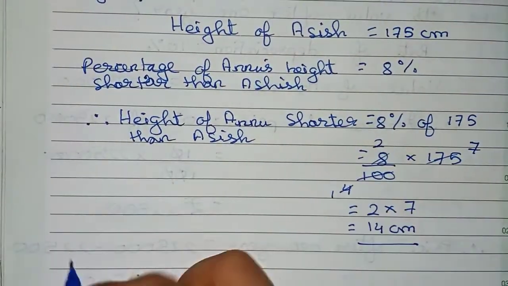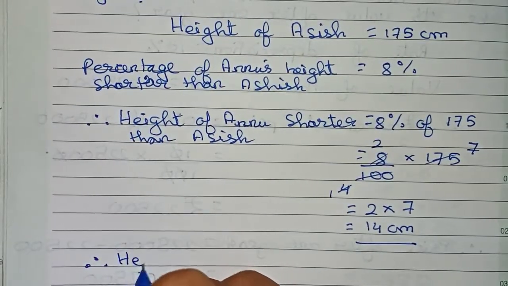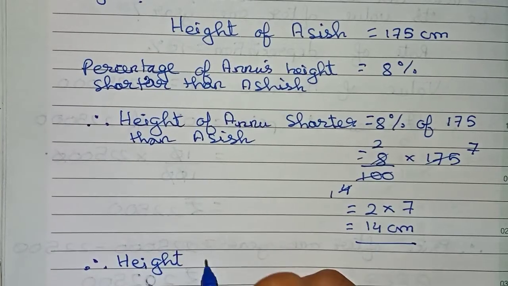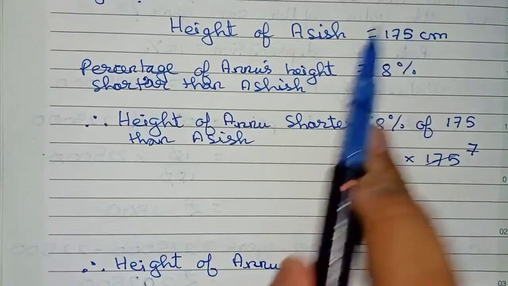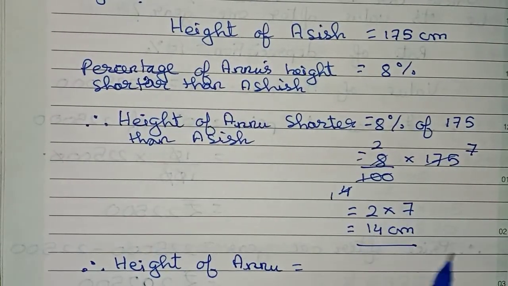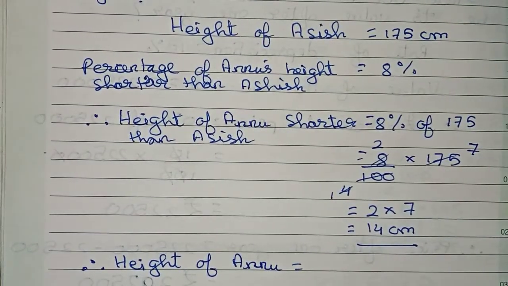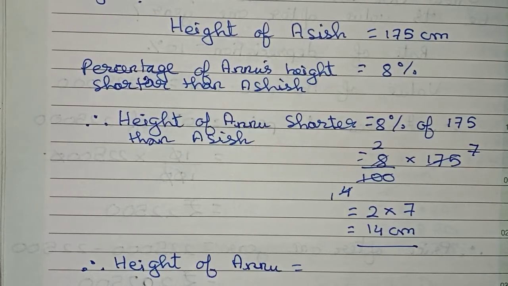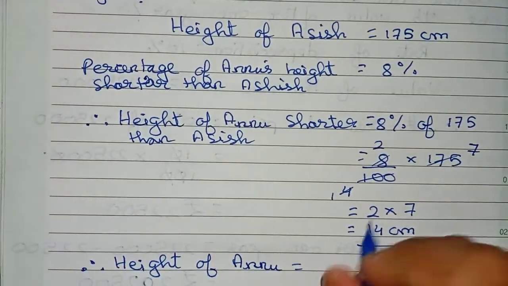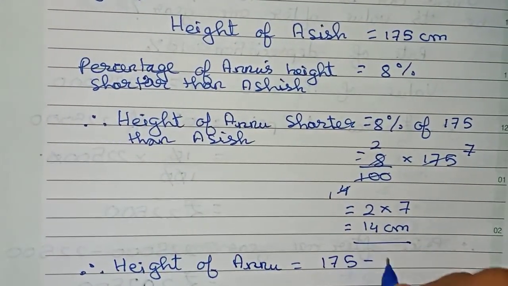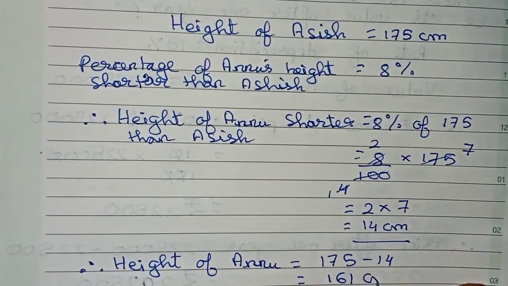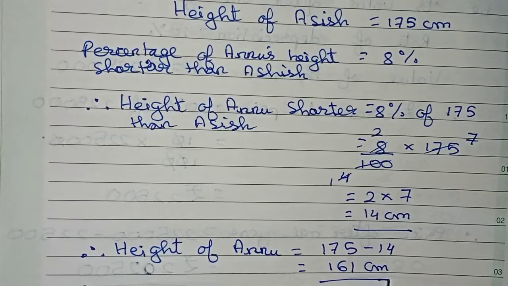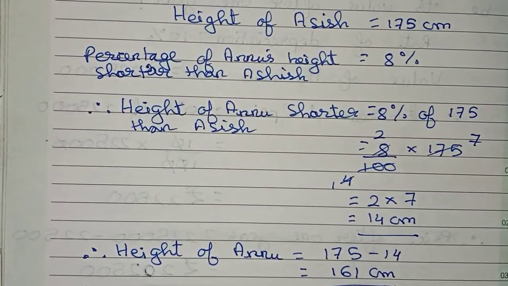Therefore we write now the height of Annu. Ashish's height is 175 centimeter and he is this much taller than his sister, so you have to subtract this from his height. So it will become 175 minus 14, which is equals to 161 centimeter. This will be the final answer for this question. So let's move on to our next question.